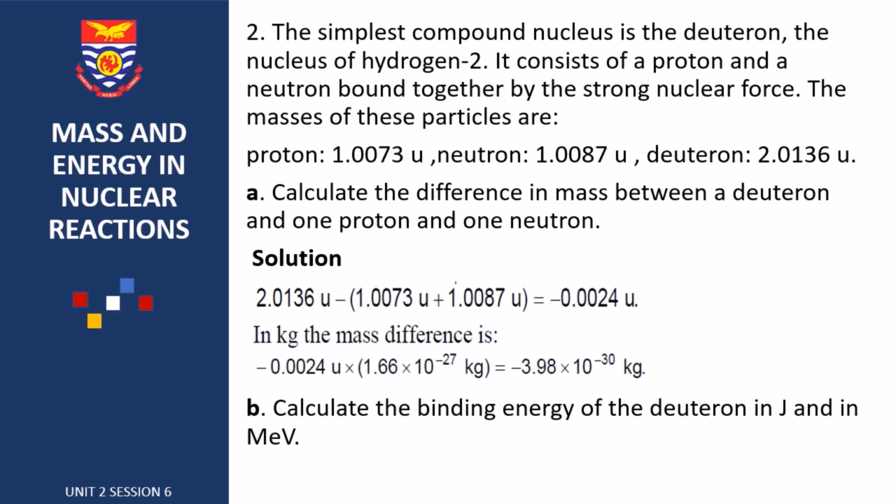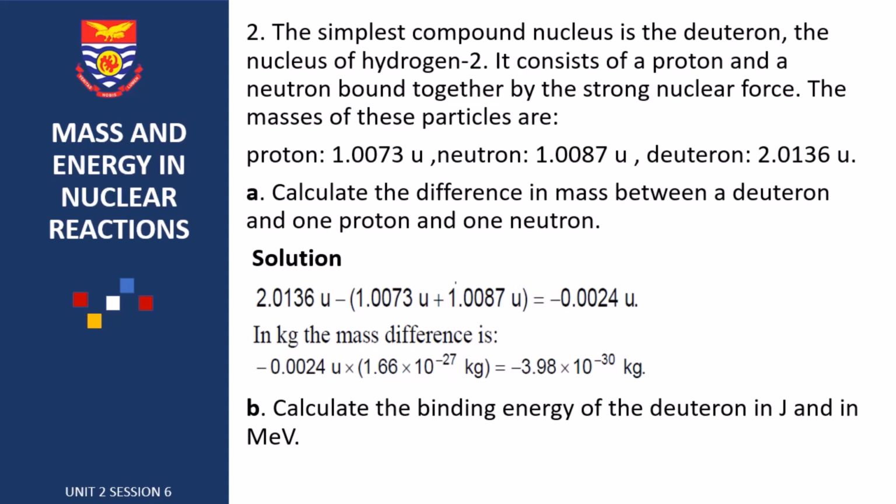The question A is simply telling us that we should calculate the difference in mass between the nucleus, deuterium, and the nucleons, that is, the components of the nucleus, which are the proton and the neutron. So, if we put the mass of the nucleons together, then we subtract it from the mass of the nucleus. The mass of the nucleons, the proton and neutron, is given by this.